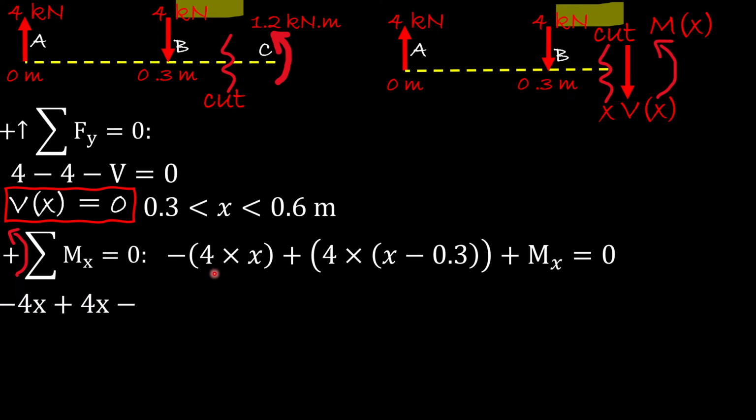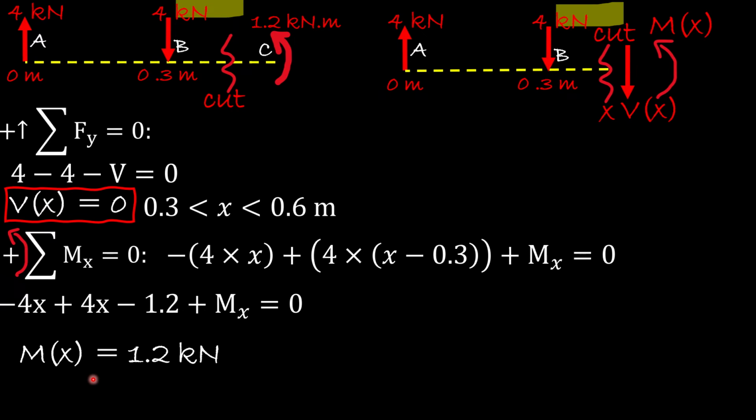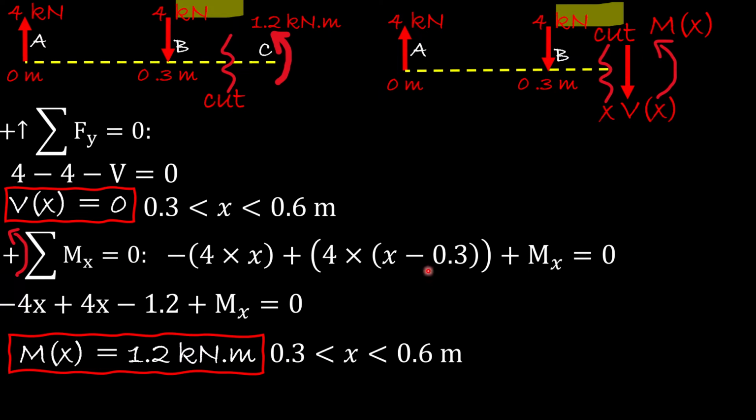Next, it will be minus 4x. 4 times x will give you 4x, 4 times minus 0.3 is minus 1.2, and then we can solve for the moment at x. Minus 4x plus 4x is 0. So it gives us that the internal net moment as a function of x will be 1.2. In other words, it will be a constant function, and that's right, because the shear force is 0, and this is only valid between 0.3 and 0.6.